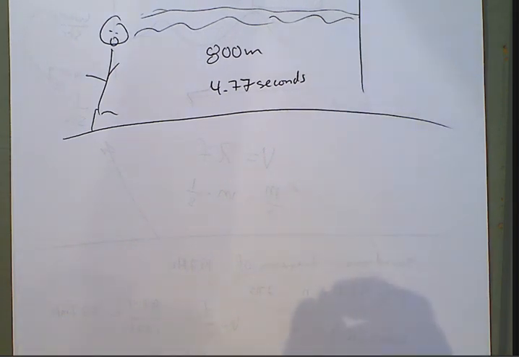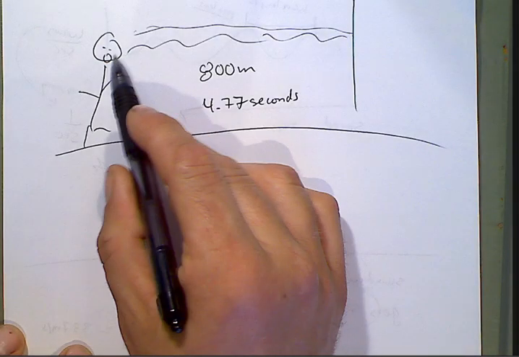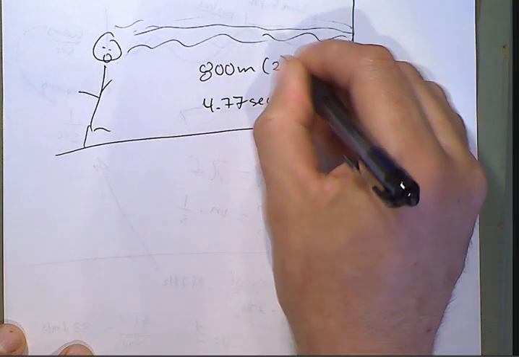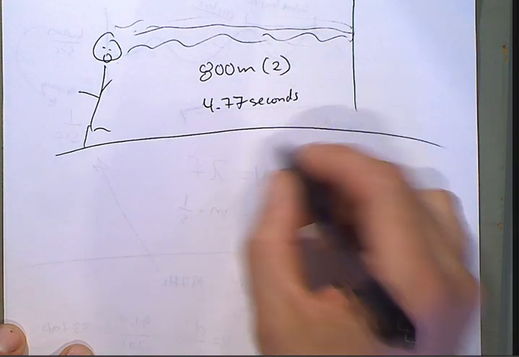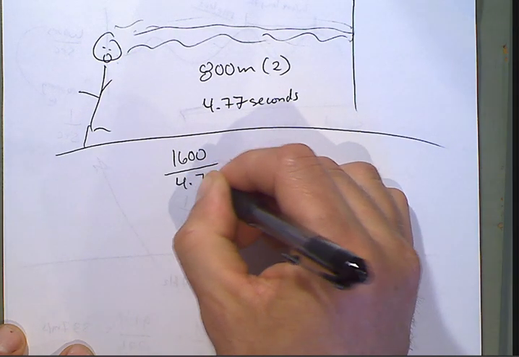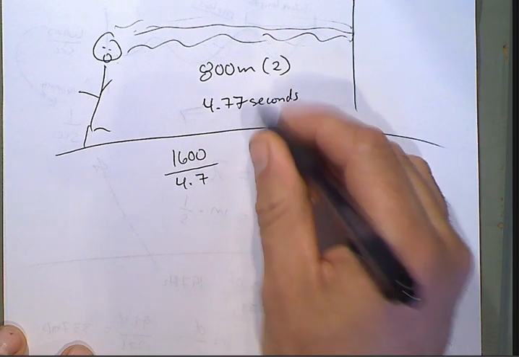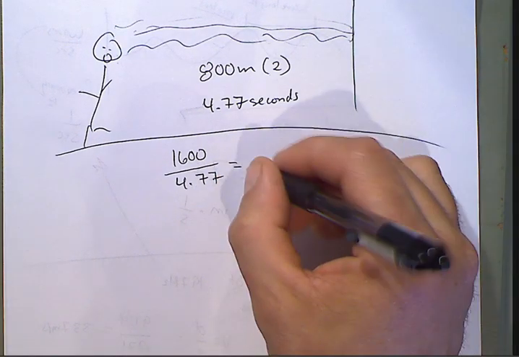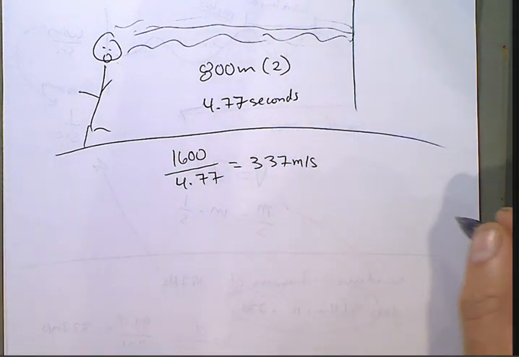Okay, so speed. We need distance over time. Now here's the thing, you have to imagine about an echo. That sound wave is going to this surface and coming all the way back. So this distance is times 2 right here. That's probably the only thing that would throw you. So 1600 is my distance divided by 4.77 seconds. So what is that going to equal? About 337 meters per second. So hey, how about that? It ends up being about the speed of sound.